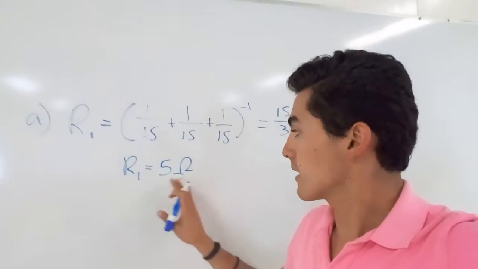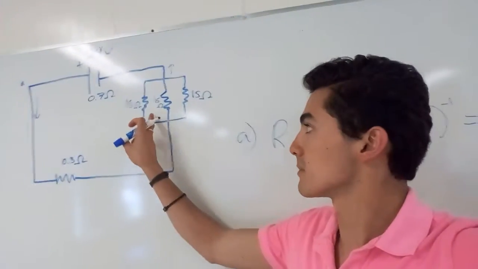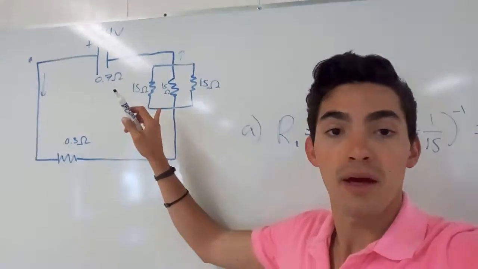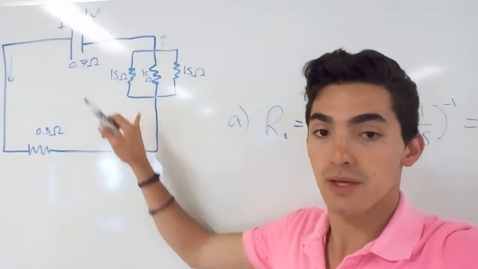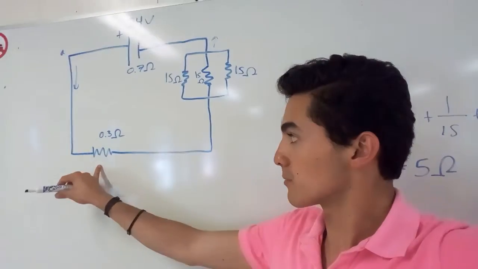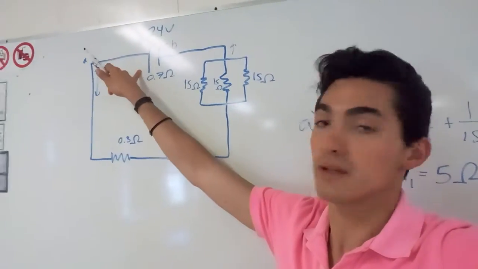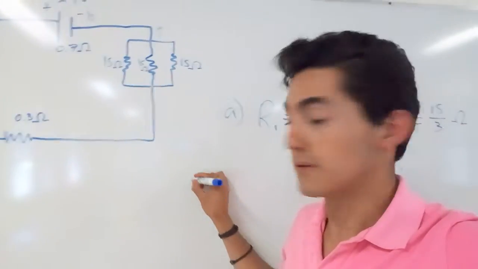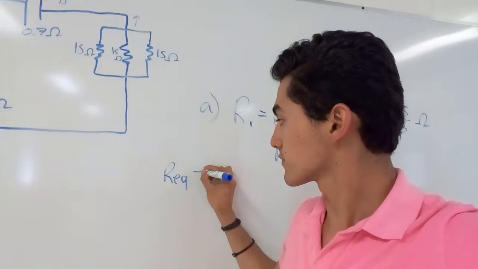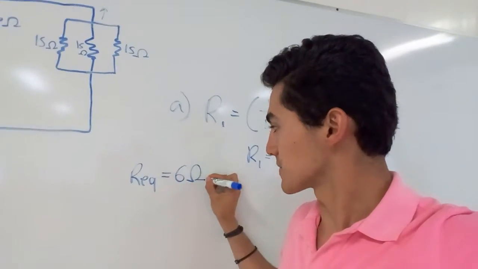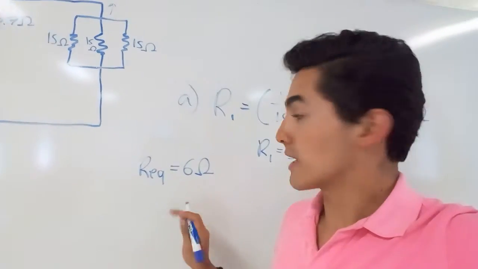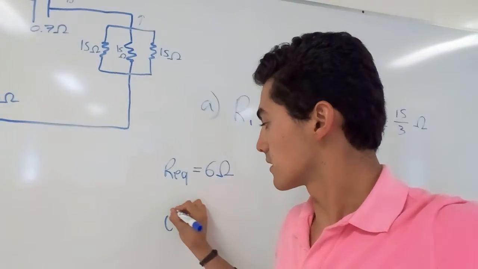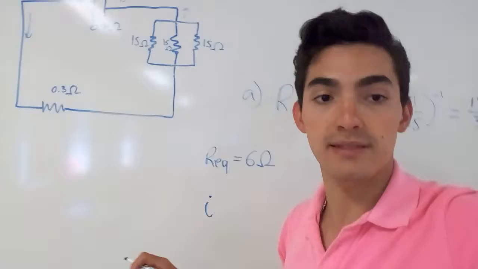So when we have this part, that is the sum of these three that are in parallel, we have to sum this one, that is 5 ohms, plus this one, that is 0.3 ohms, plus this one, that is 0.7 ohms, and this is equal to 6 ohms. So once we have this, we can calculate the current of all the system.